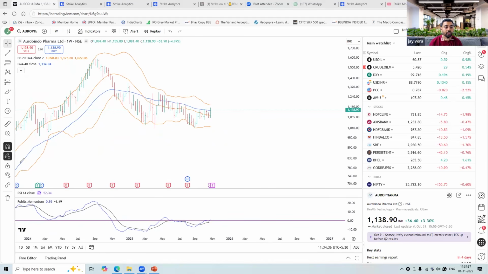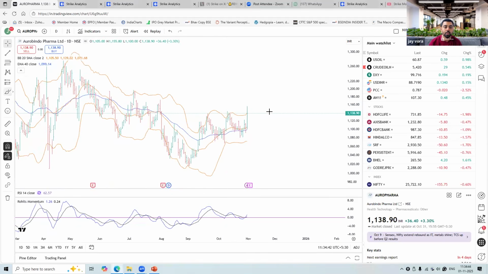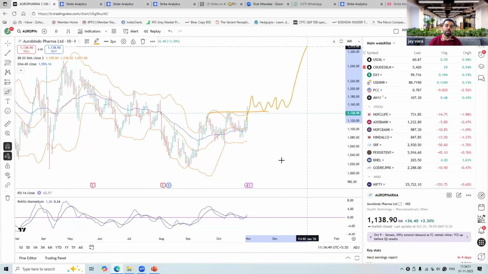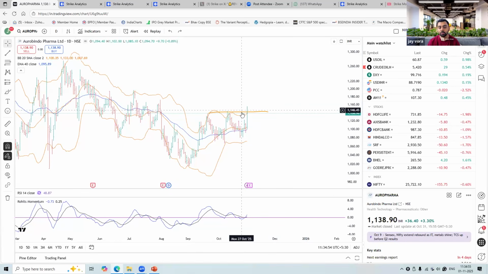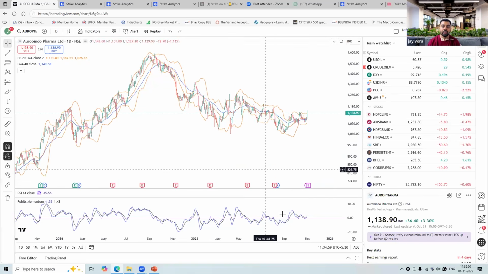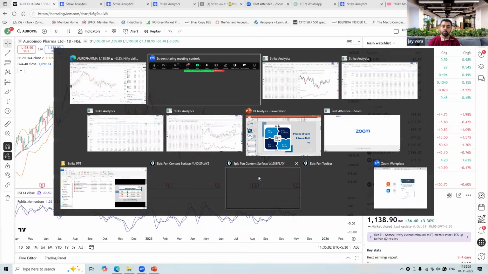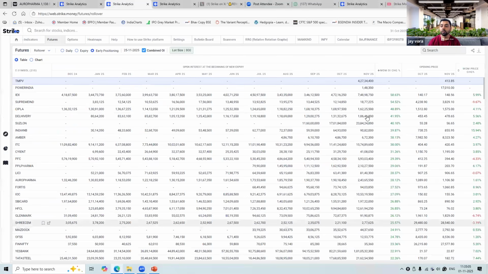Or if it breaks and sustains above this high, so especially what I would like to see is whether Oro manages to break and sustain above this zone or not. If it breaks and does that, okay, then I would expect that it should rise higher. And there is anyway a lot of short build up that has happened in Oro, right? So it can end up leading to a good short covering rally also at some point. So this is how the open interest will help you to pick the stocks.